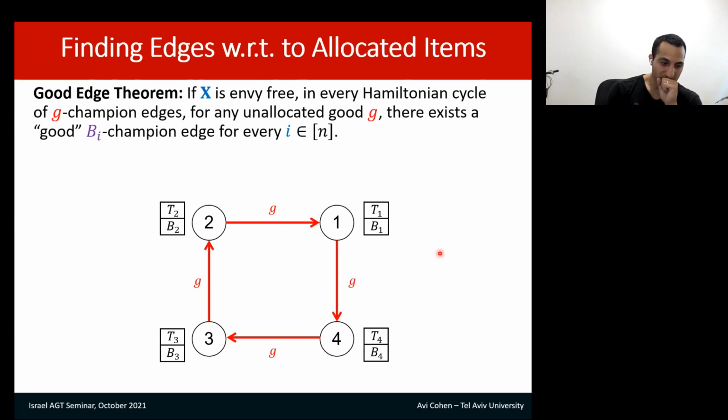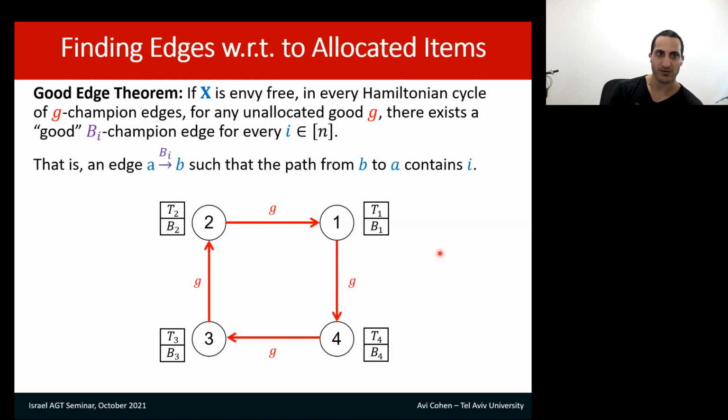Now we have a theorem that if X is envy-free in every Hamiltonian cycle of G champion edges, then for any unallocated good G, there exists a good B_i champion edge for every i. So what do we mean by a good B_i champion edge? A good edge would be an edge from agent A to agent B, labeled B_i, such that the path from B to A contains i. So this means, for example, if we have a B1 edge from 4 to 2, this edge is good because 1 is on the path from 2 to 4 along the cycle.